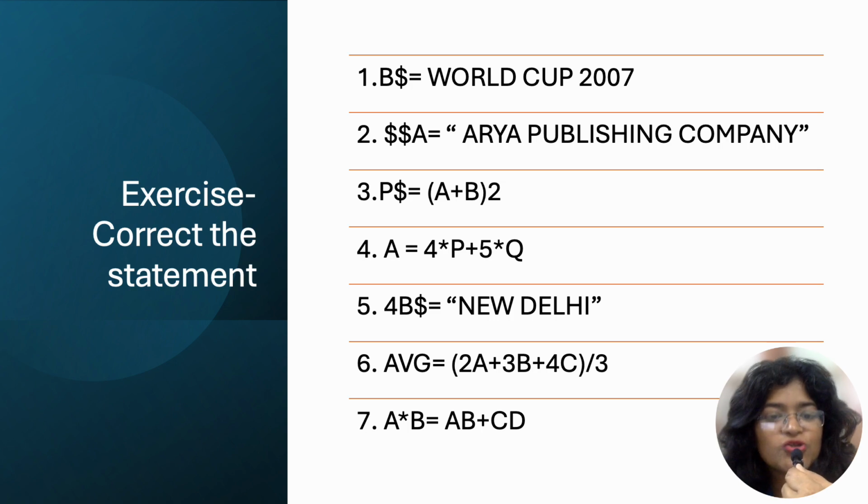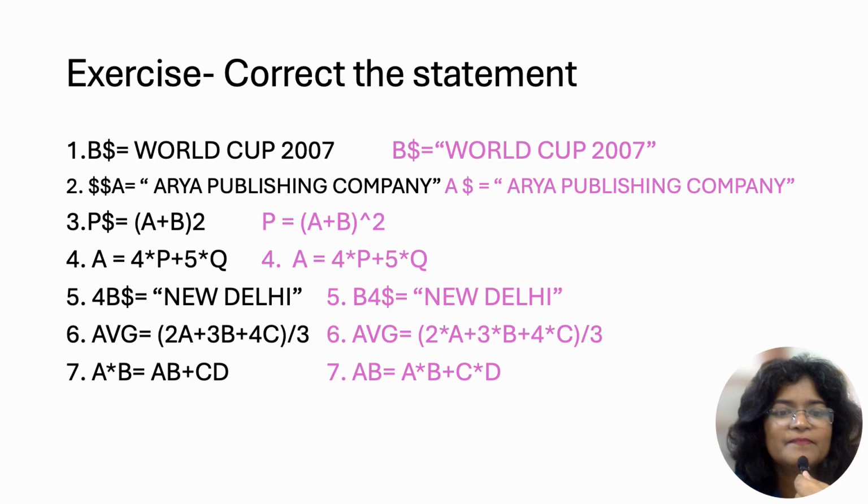Right. A into B, is that correct? No, they cannot be inside a numeric variable. You cannot have an asterisk sign. So it has to be simply AB is equal to A asterisk B, for A multiplied by B, plus C asterisk D. And that's what we've just said.